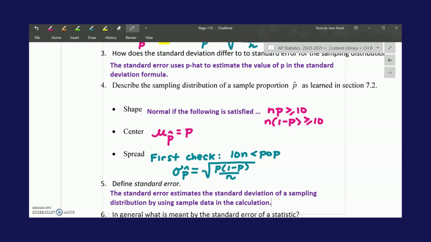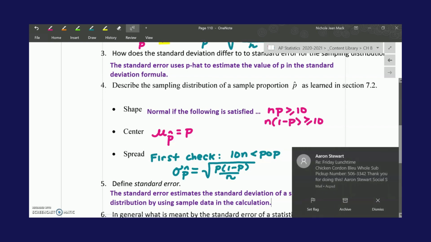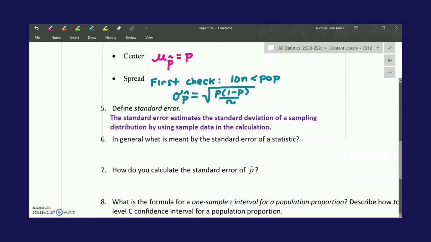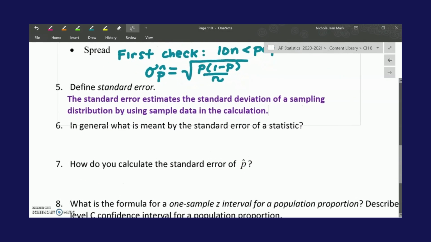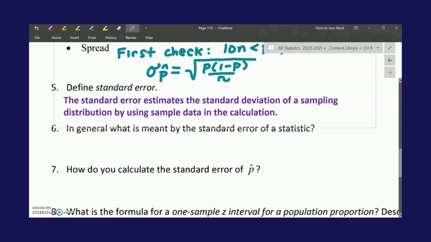Let's see here, number 8. Okay, so here's the meat of, fast forward, I don't know why I said 8. We gotta look at number 6. In general, what is meant by the standard error of a statistic?